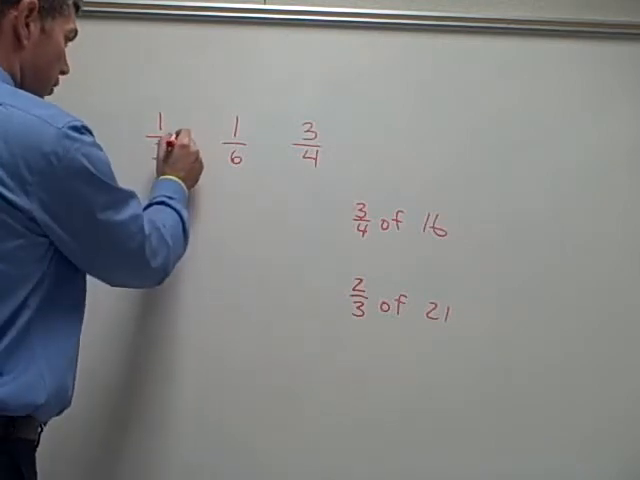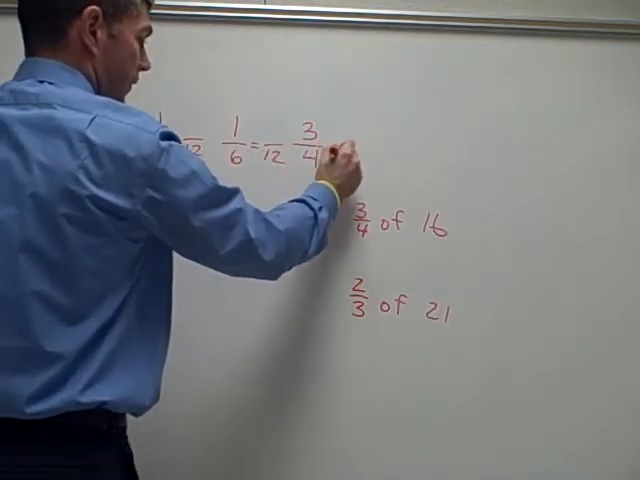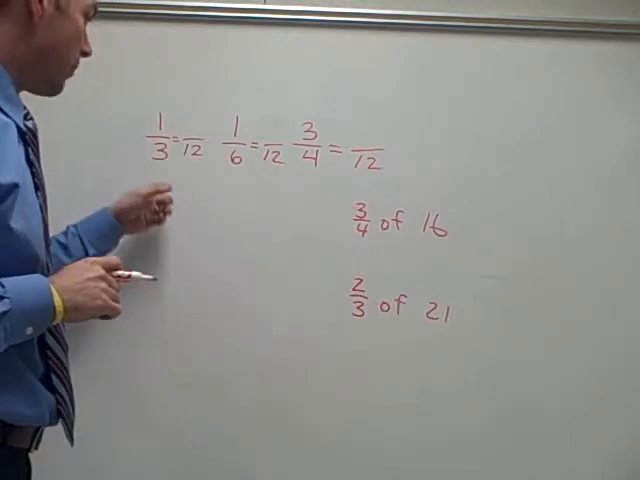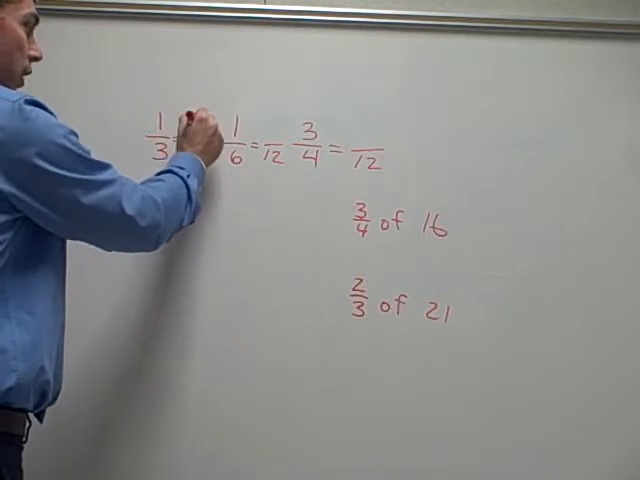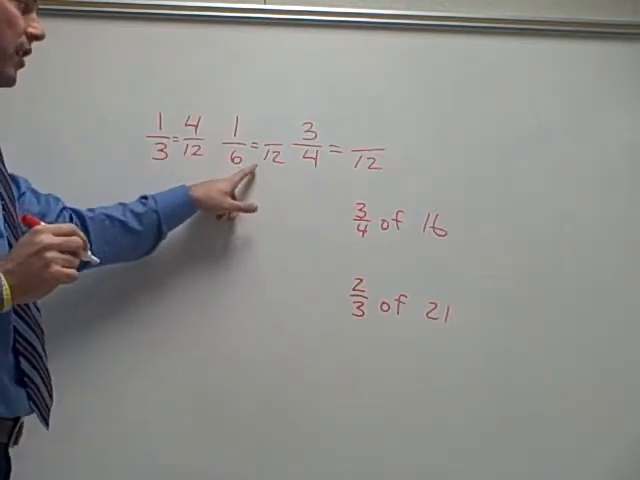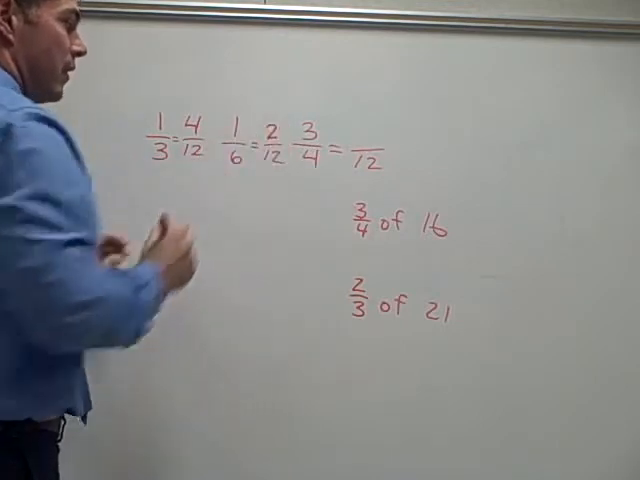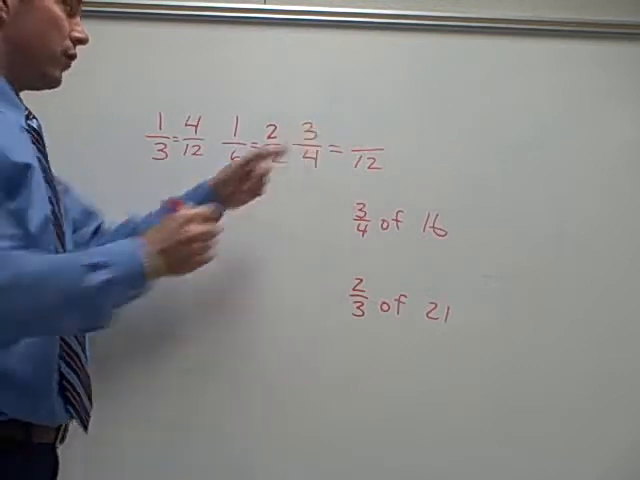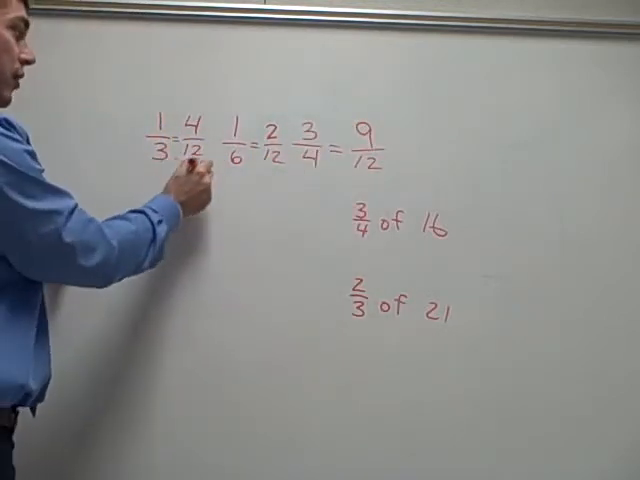So now I'm going to go, this is equal to 12, this is equal to 12, and this is equal to 12. Remember, whatever we do to the top, we also have to do to the bottom. So 3 times what gives me 12? I have 4. 1 times 4 is there. 6 times 2 gives me 12. 1 times 2 is there. And then 4 times what gives me 12? That's 3, 3 times 3 is 9. So now I have 3 equivalent fractions with the same denominator.